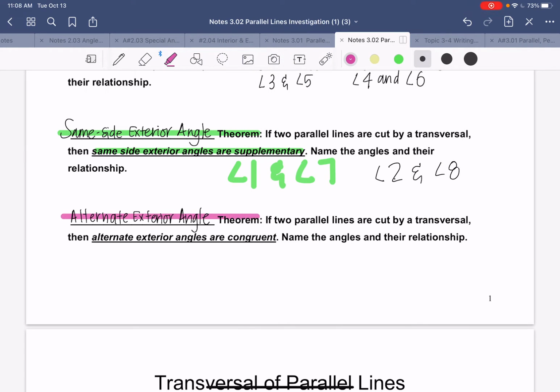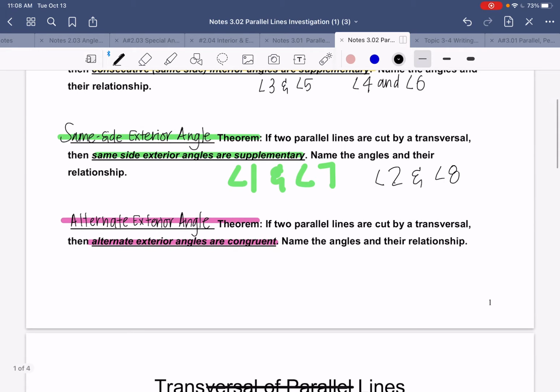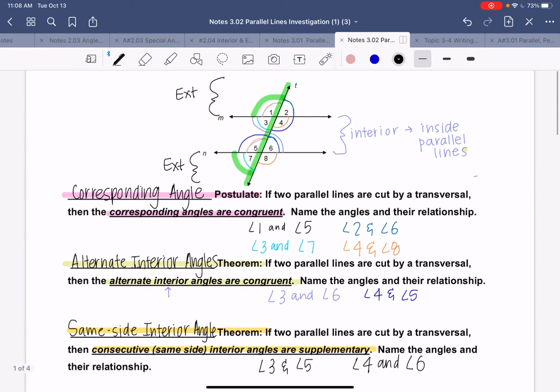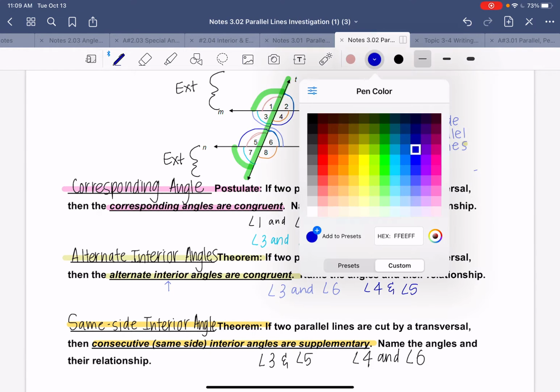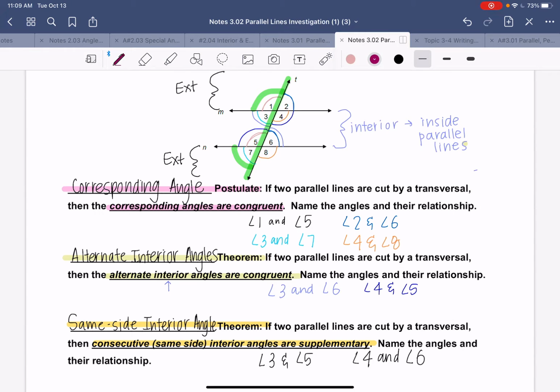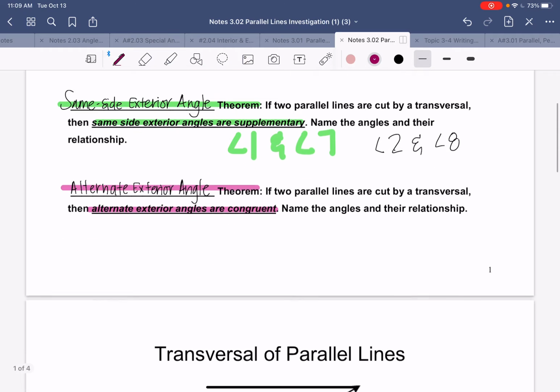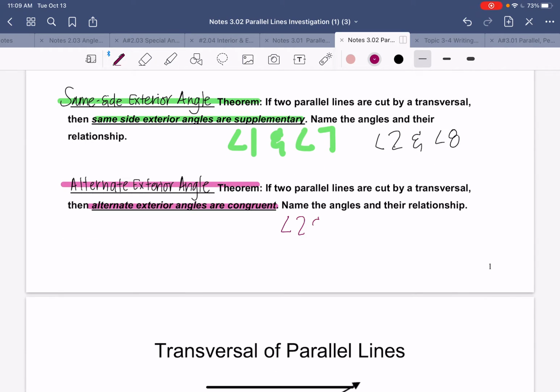That theorem states that alternate exterior angles are congruent. So alternate sides of the transversal, but exterior to the parallel lines. So if we're looking for alternate sides of the transversal, but we're looking at the exterior, so we're talking about 2 and 7, and then 1 and 8. So 2 and 7 and 1 and 8.